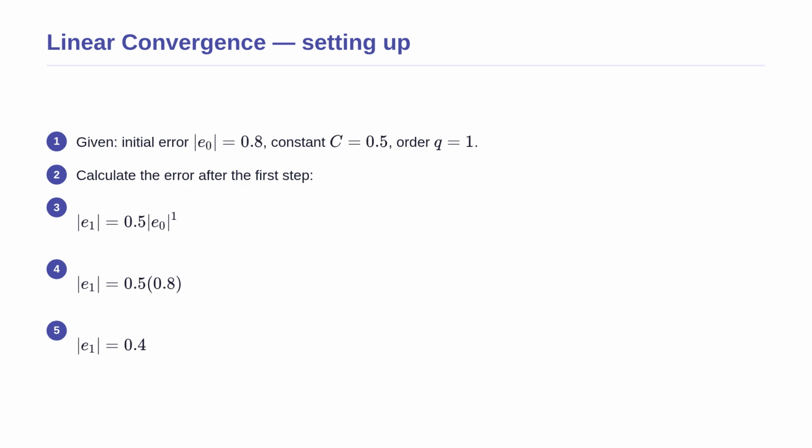We begin by setting up the equation for the very first step. We substitute our initial error of 0.8 into the formula. Because q is 1, we just multiply 0.8 by 0.5. This gives us an error of 0.4 after one step. Our mistake has successfully been cut in half.